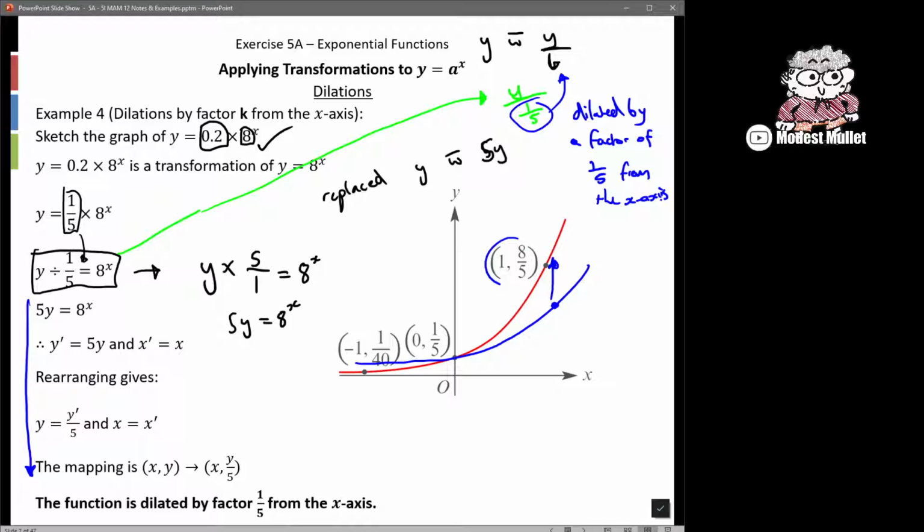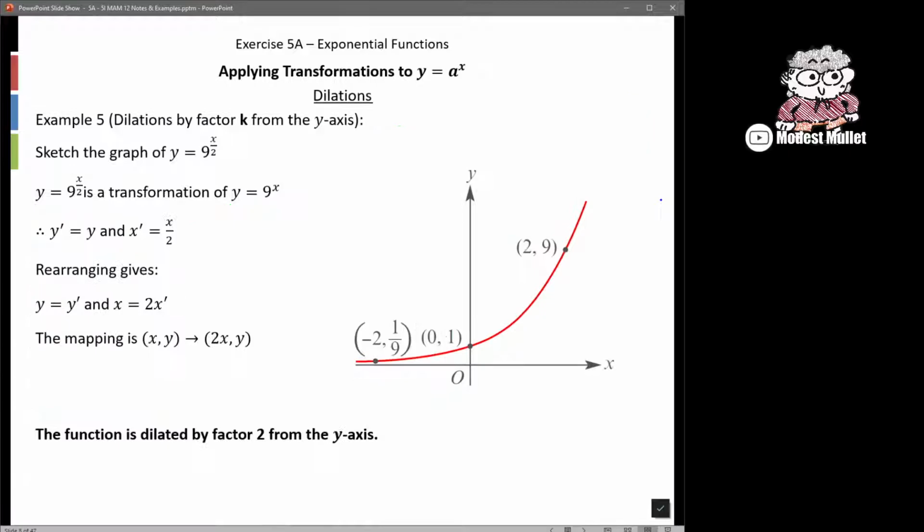And this is why we spent so much time doing the transformations, because it's going to come up pretty much everywhere. So that's dilating from the x-axis, and of course you can have a dilation from the y-axis. So in this example, we're given y equals 9 to the power of x on 2. Well, is that written in a form where every operator is applied directly to the x or the y? Well, 9's our base, so that's fine. This is x divided by 2, so that's fine.